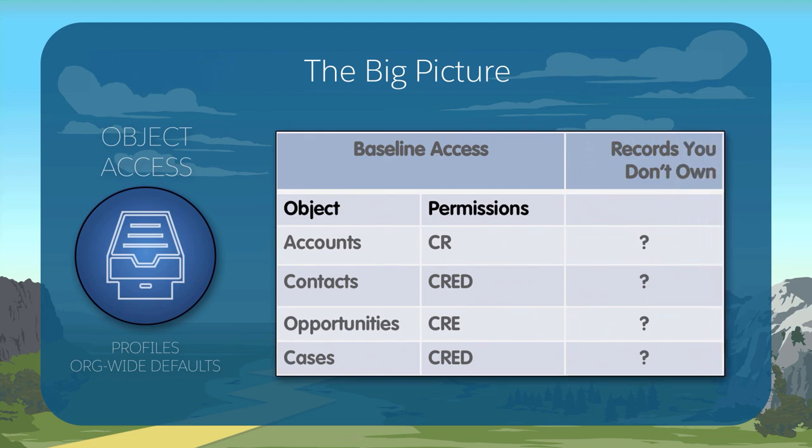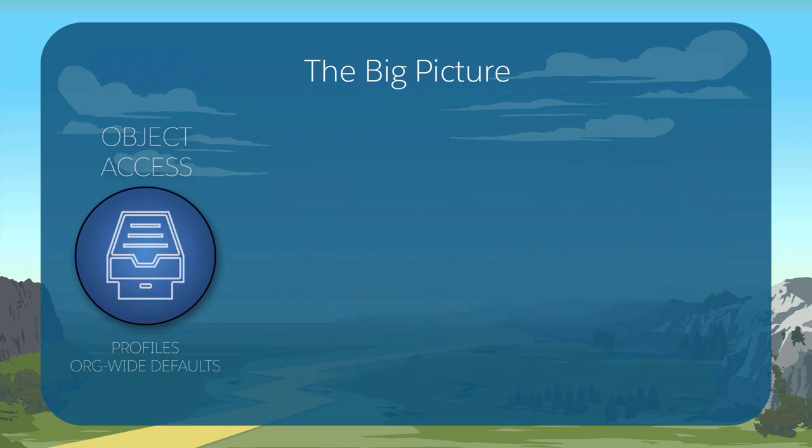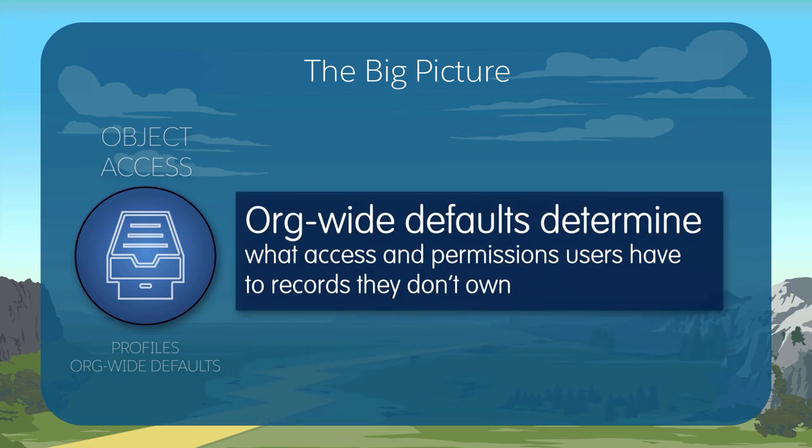But what about the records they don't own? Do we want them to have the ability to edit and delete each other's contacts? Or to read and edit each other's opportunities? The organization-wide defaults for sharing settings determine what access and permissions users have to records they don't own. Let's look at some of the options.